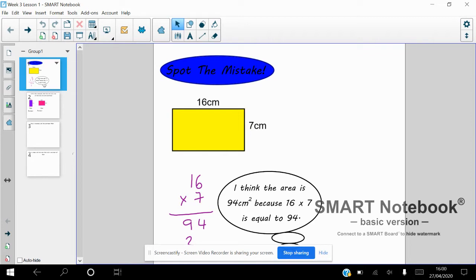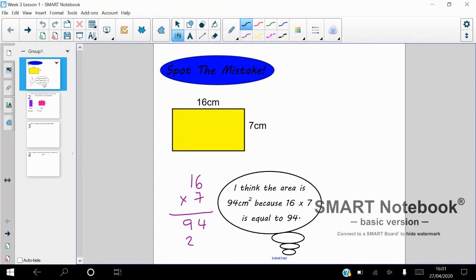So I've got a rectangle here which has got a length of 16 centimetres and a breadth of 7 centimetres. Now this person has said that they think the area is 94 centimetres squared because 16 times 7 is equal to 94. And you can see they've done their working out. They've used short multiplication, which is great, but they have gone wrong somewhere. So pause the video now and see if you can work out where they have gone wrong.